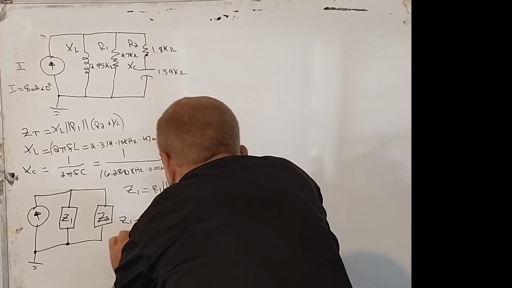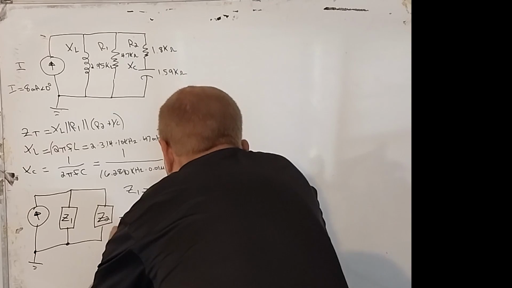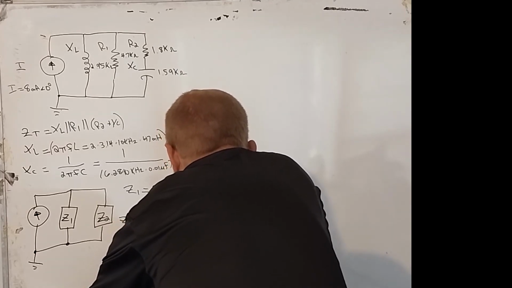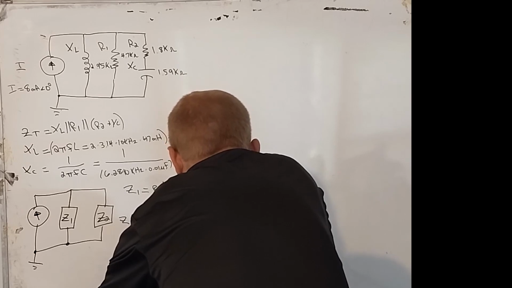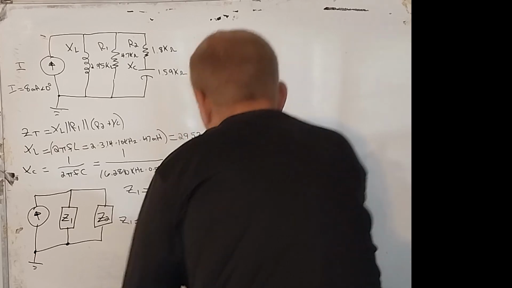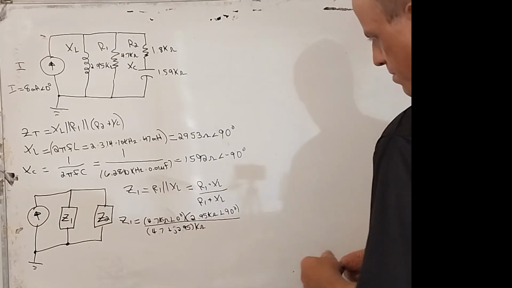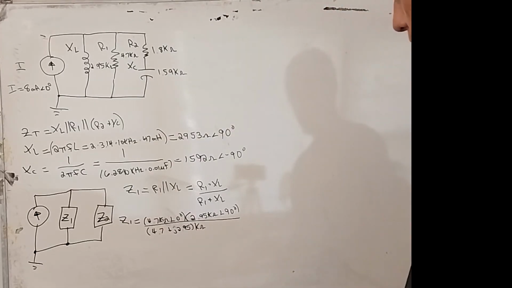And this is all going to be 4.7 plus j of 2.95 kΩ. And I put the kΩ on the end so I don't have to keep putting kΩ in between here. I could do that, but it makes it much more efficient and concise.